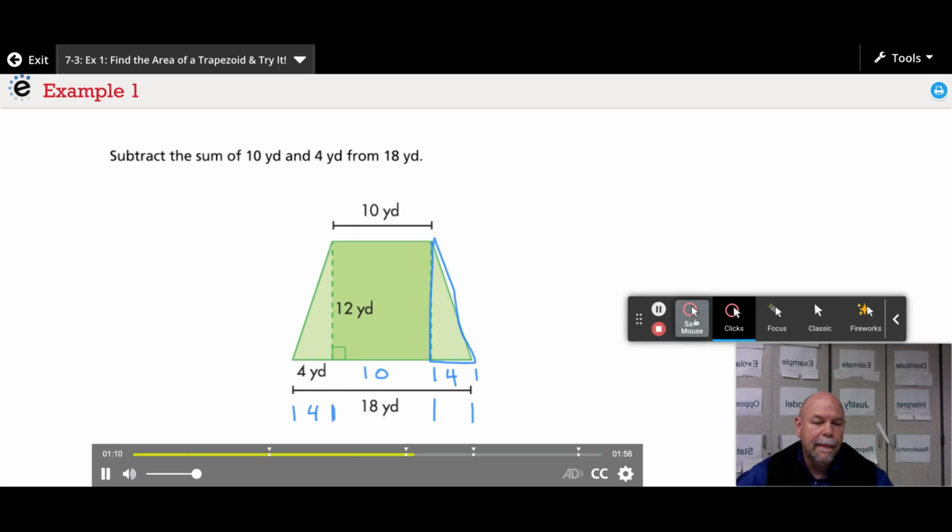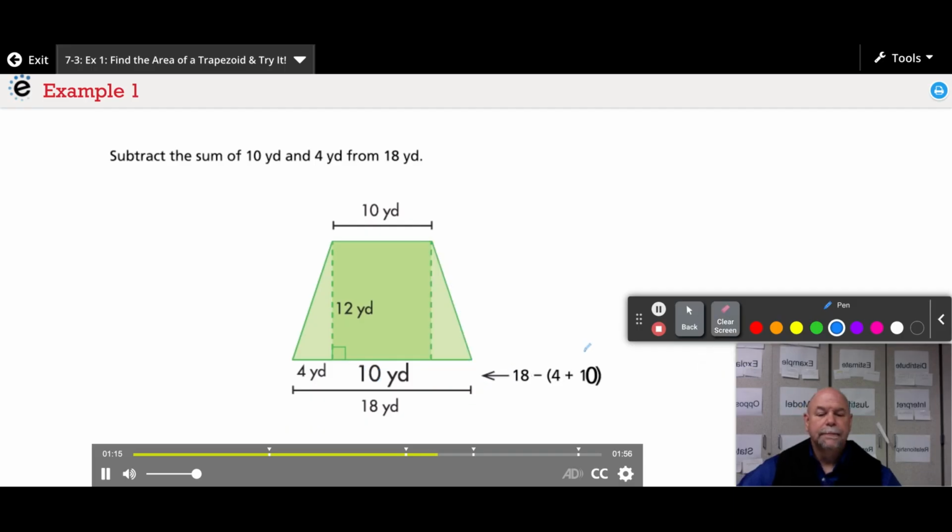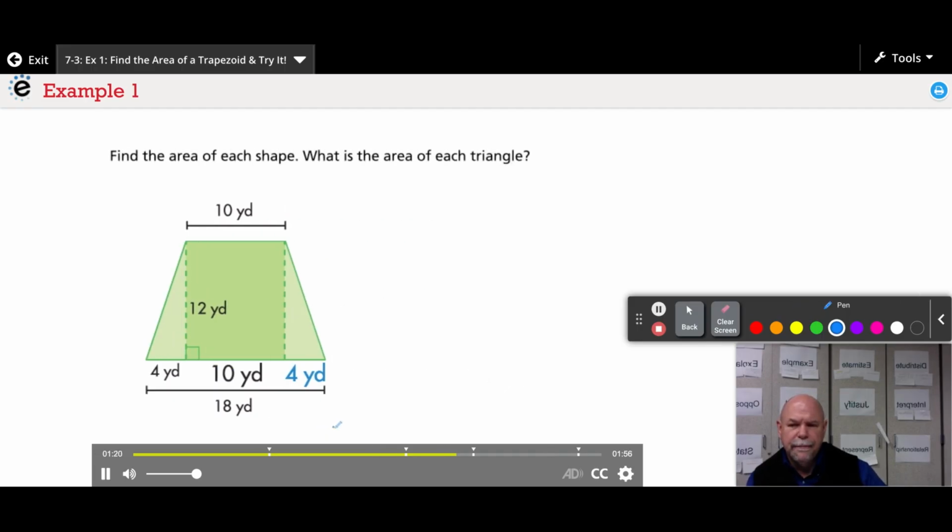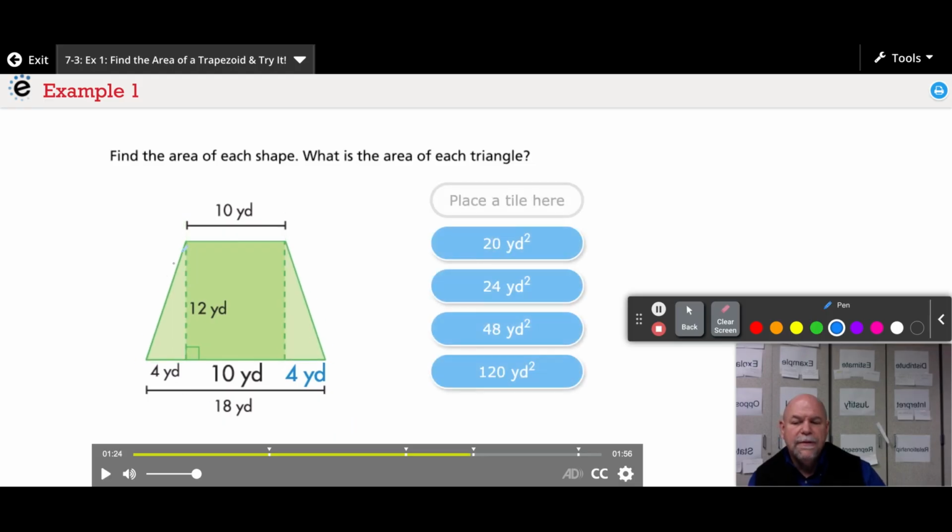Subtract the sum of 10 yards and 4 yards from 18 yards. Find the area of each shape. What is the area of each triangle? Notice the triangles are exactly the same, so that's why they're saying to find the area of each, because they're the same thing. So we know the area of a triangle is 1/2 the base times the height. We might be able to do that mentally, but let's write it out again.